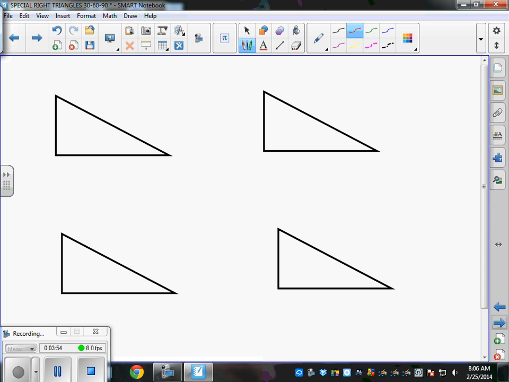So all of these are 30, 60, 90, so I'm just going to go ahead and fill in the right angles and the 30-degree angle. So let's say that we had a problem, like let's take this first one, and say that we knew that the short leg was, let's say, 5. Well, remember, we know that to get the hypotenuse, it's 2 times the short side.